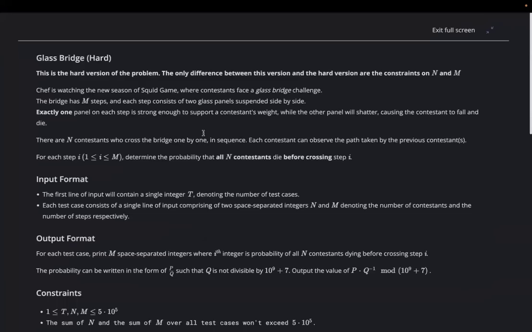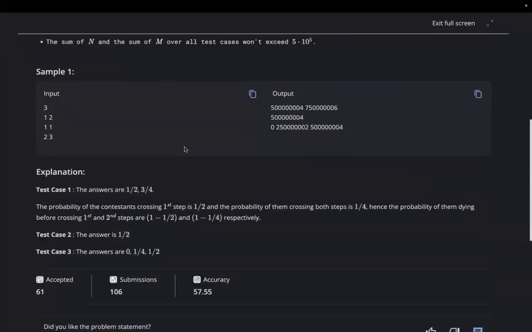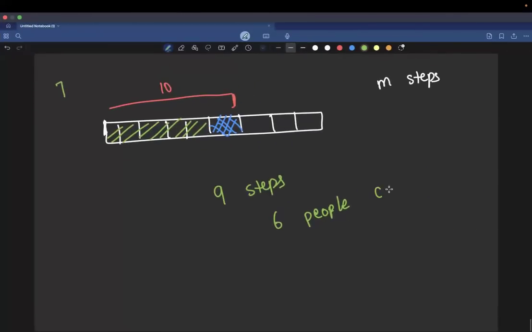Does the game actually kill, or am I killing people for no reason? Okay, the people fall and die. Yeah, the people actually die. Yeah, so the people are actually dead.